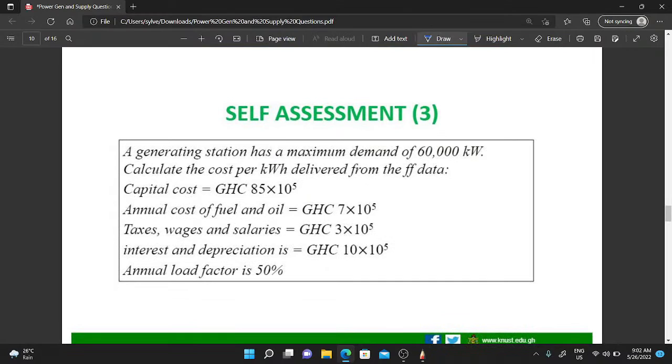This self-assessment test question looks like the one we solved. We've been given the maximum demand. We're supposed to find the cost per kilowatt-hour. We have to find the total cost, find the total number of units, and divide. So we have our load factor and maximum demand. We can find our number of units as 8760 times load factor times maximum demand.